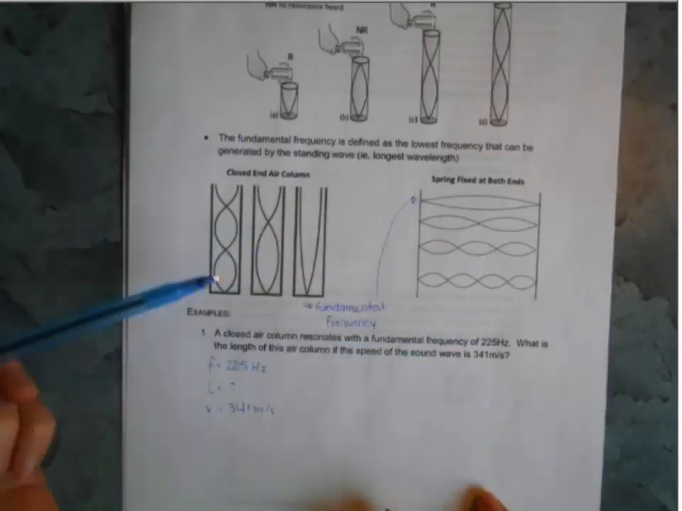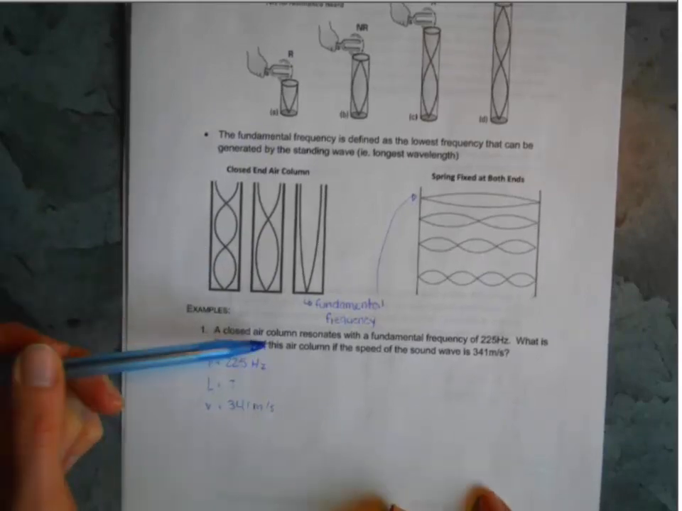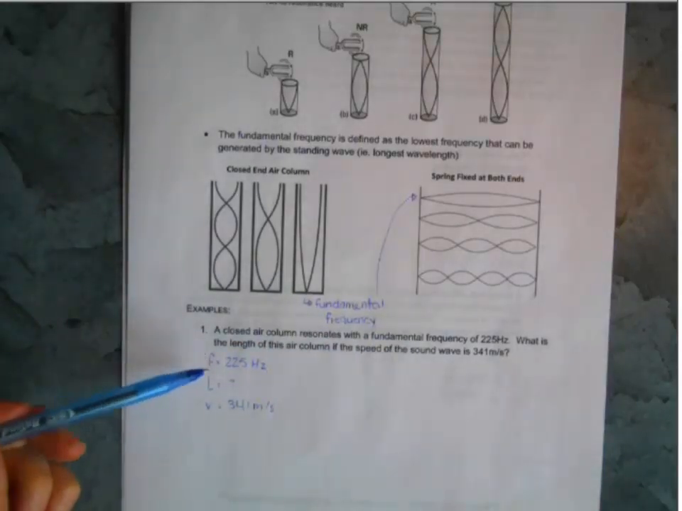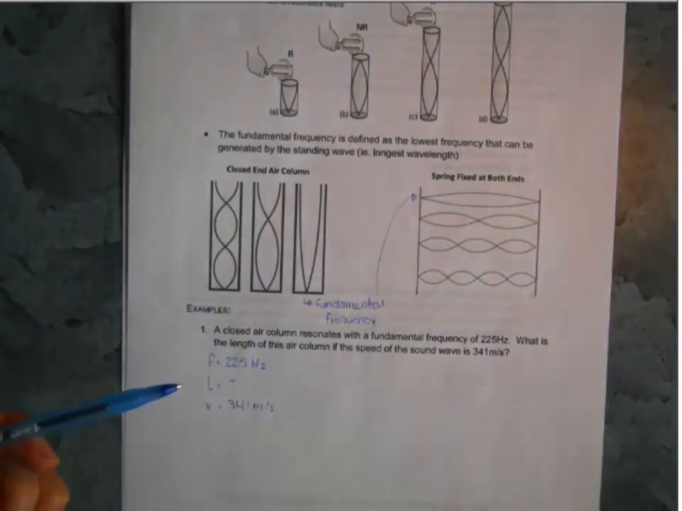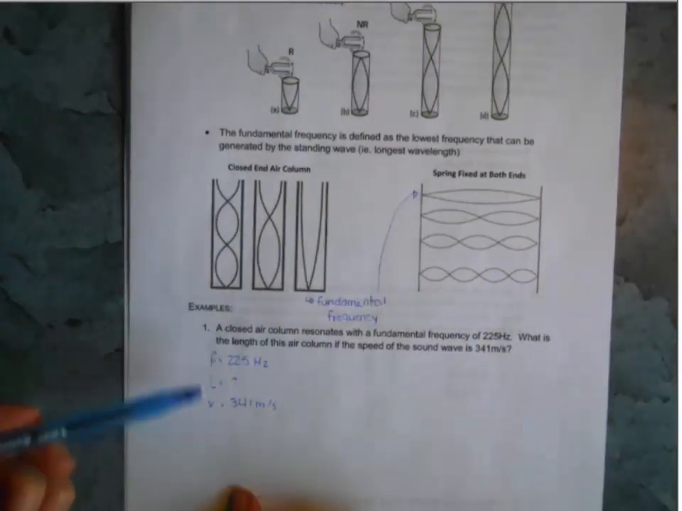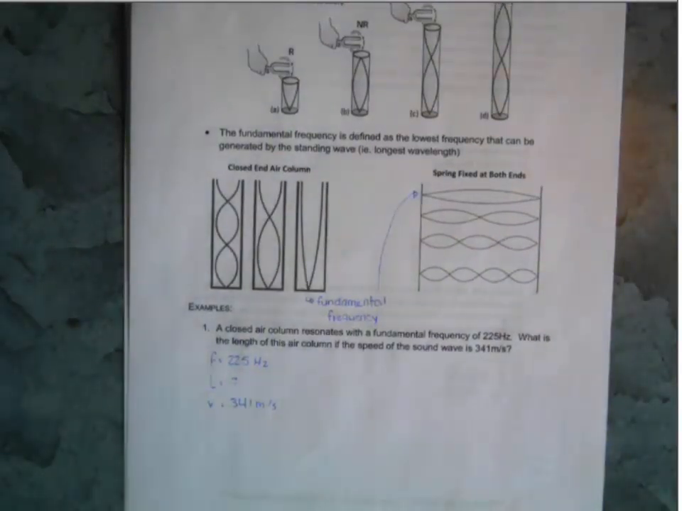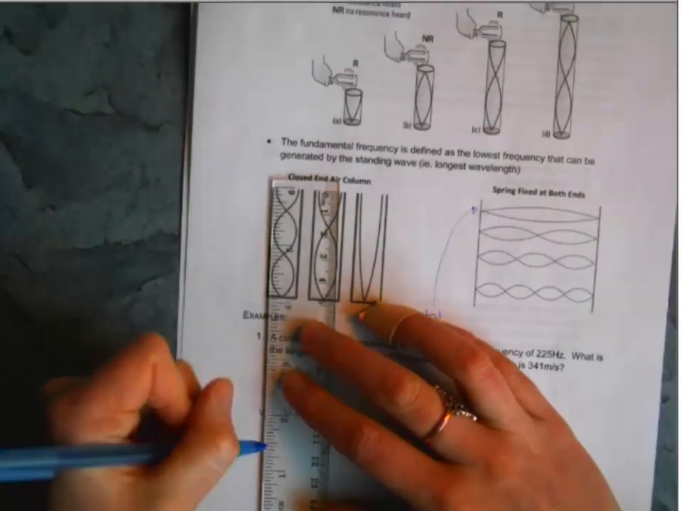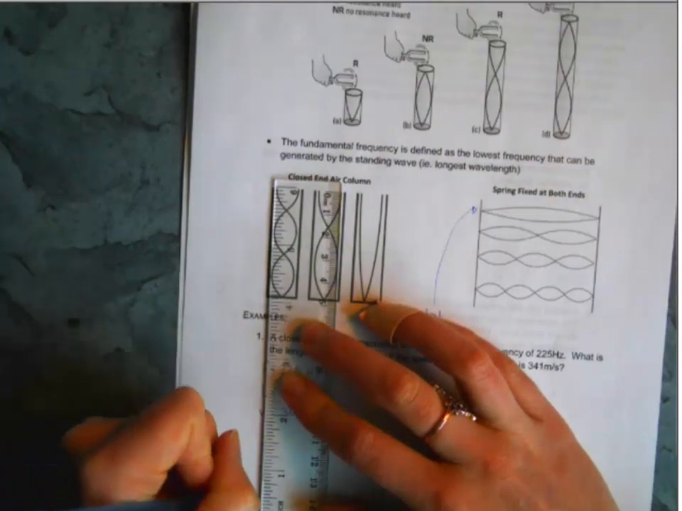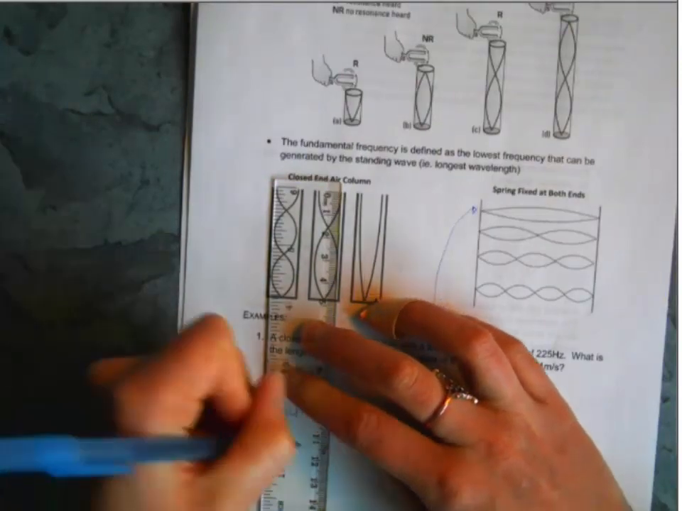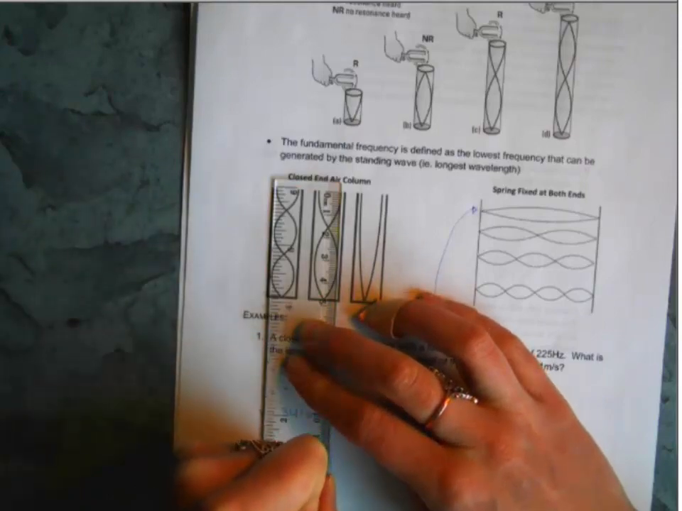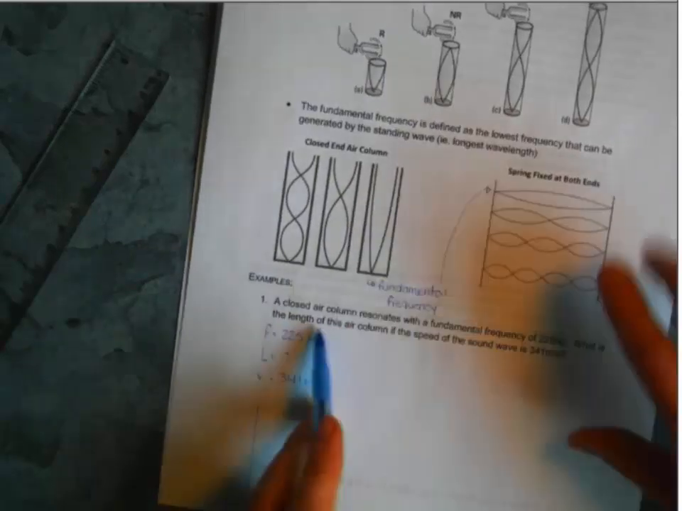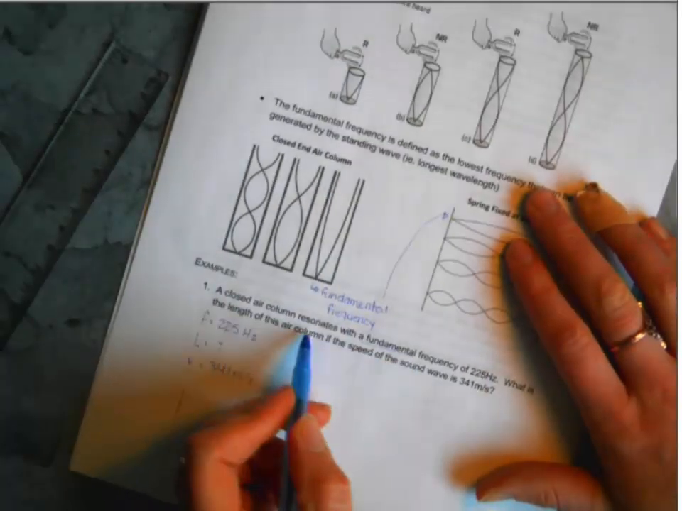Okay, so I've written down the variables already. What is the length of this air column if the speed of sound is 341 meters per second? Okay, so we have frequency and we have velocity, and we want to figure out the length of the column. So I'm just going to do a quick little sketch here of our column. There we go.